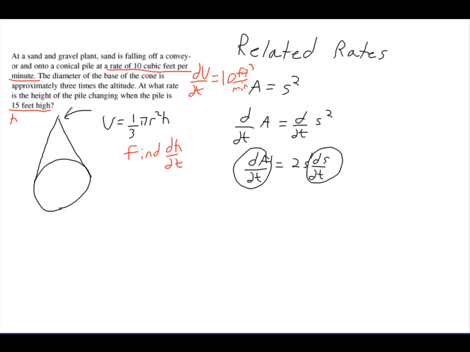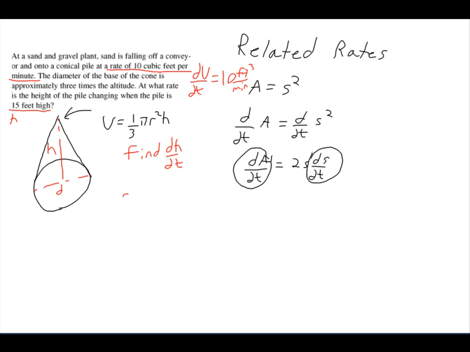And you'll see this a lot when there's 2 variables, 3 variables. You need to eliminate them where you're only dealing with the rate of 2 different things. But we're told that the diameter of the base is approximately 3 times the altitude. The diameter is this distance across the circle. The altitude is the height, h.